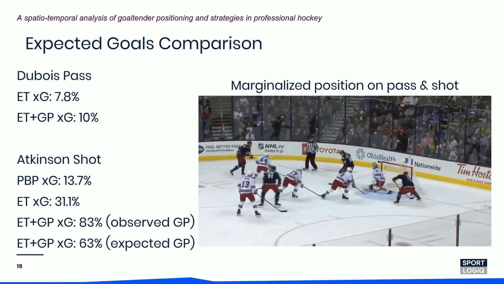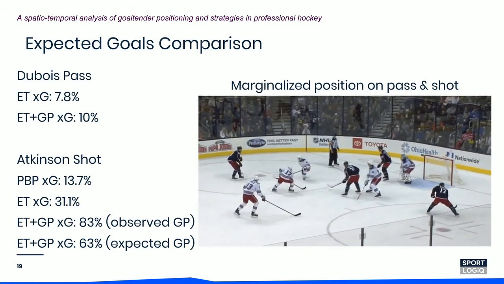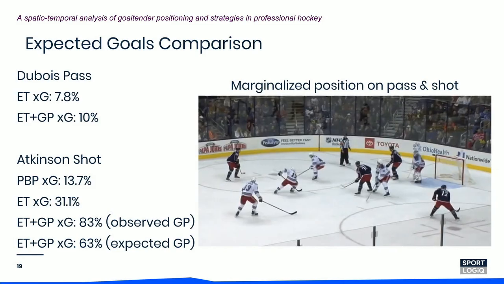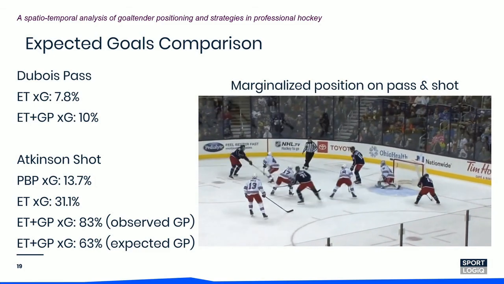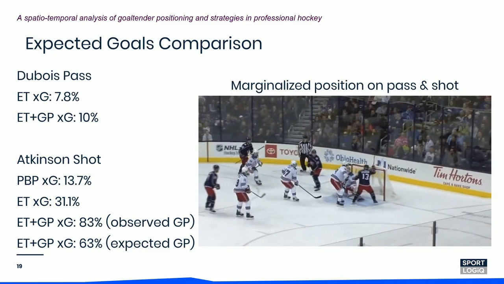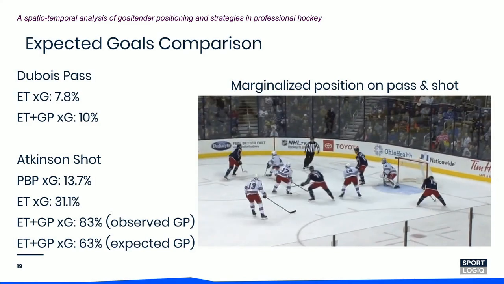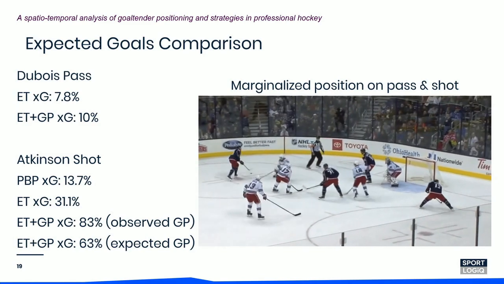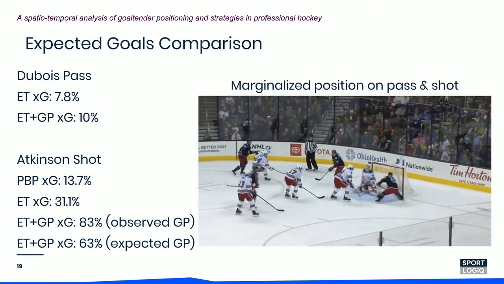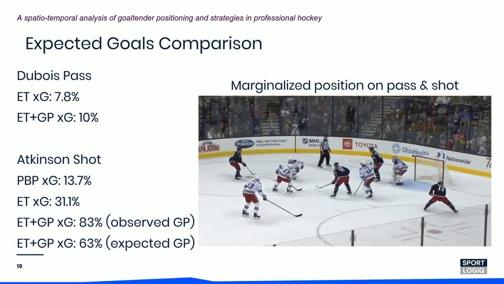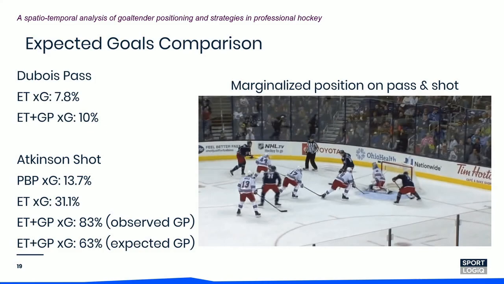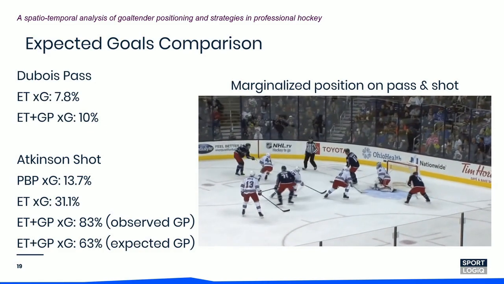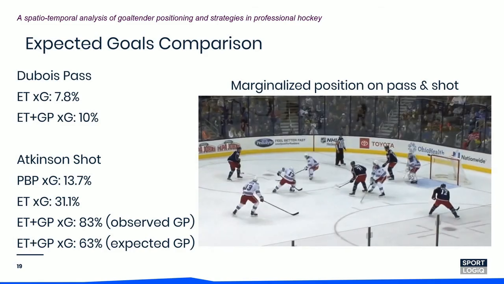So just to preface, these are demonstrative examples. For most of the goals, there's not a huge difference in each of the shots in the data set, but these are examples where it really came to be different. So you can see the Dubois pass here. Like I said, I'm scoring all pass events and shot events.